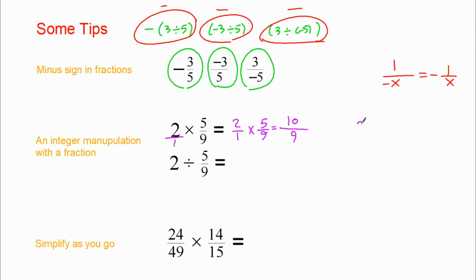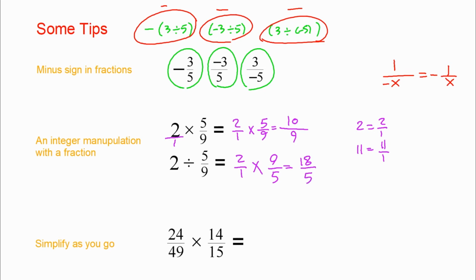So for any number, we can say that 2 equals 2 over 1, 11 equals 11 over 1, or any number is equal to the same number divided by 1. In this way, we make that integer into a fraction, to which we can then apply our fraction rules. The second example is 2 over 1 times the reciprocal of the second part, which is 9 over 5. So the answer would be 18 over 5.